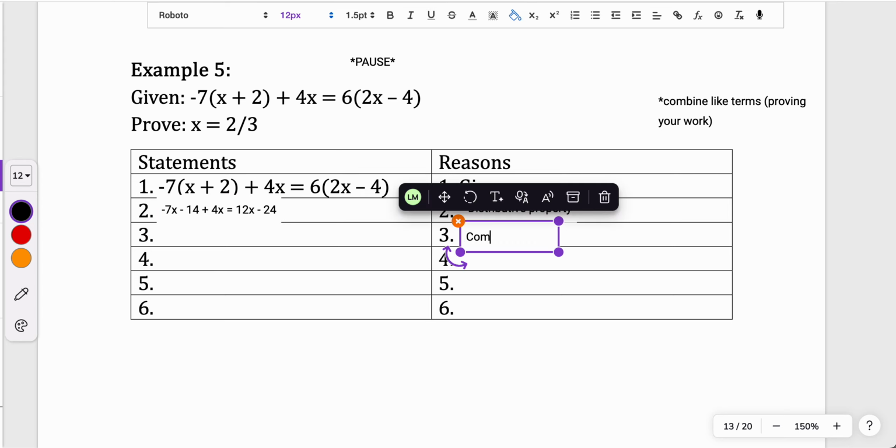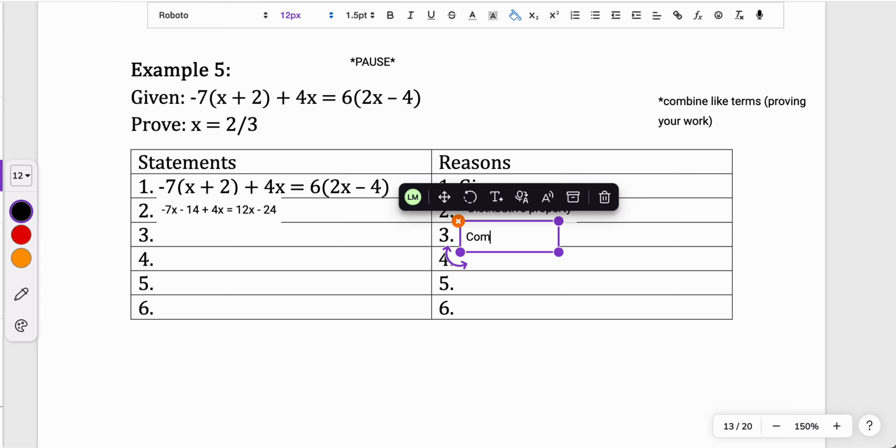This one is not a property, but it is still showing where we can combine certain numbers, and that's kind of just like my in-between step between step 2 and step 4. So negative 7x and 4x can come together and be combined to negative 3x minus 14 is equal to 12x minus 24. Now I'm ready to go right back into some other properties. I'm going to do the addition property of equality. I'm going to add 14 to both sides.